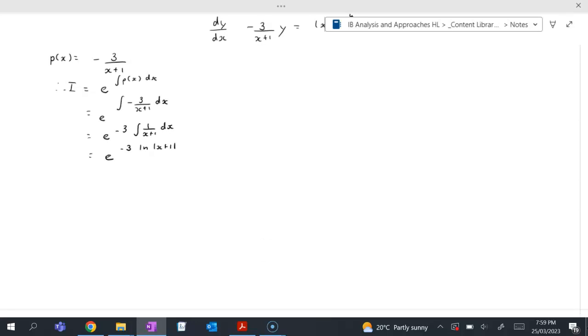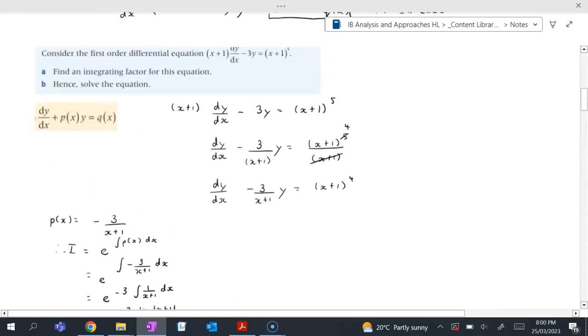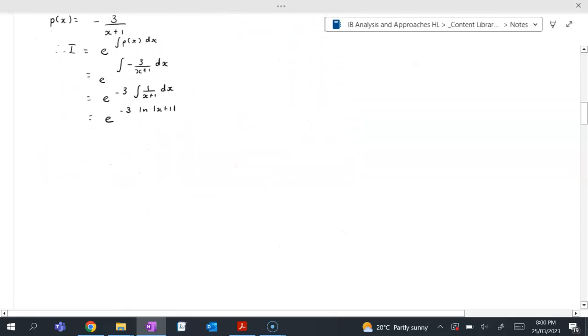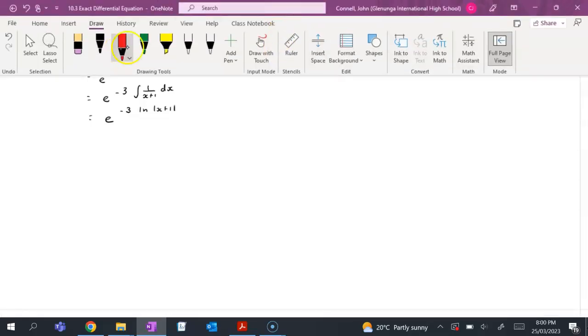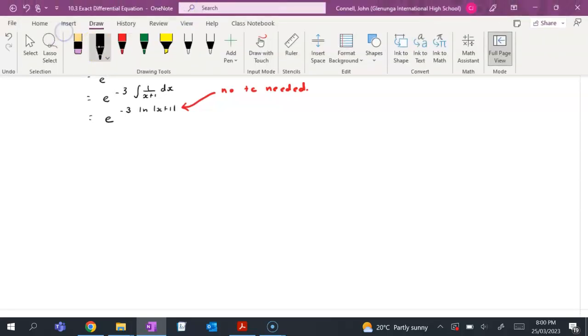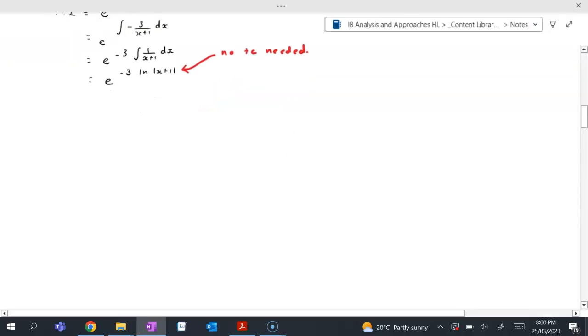And then x plus 1, we don't know whether it's positive or negative, so I'll leave it as the modulus. Now, I will make a point that there is no plus c needed. And I might talk about that in class, because I don't want to spend too long. I don't want to make a really long video. So, we'll come back to that.